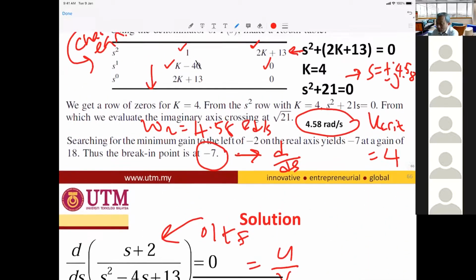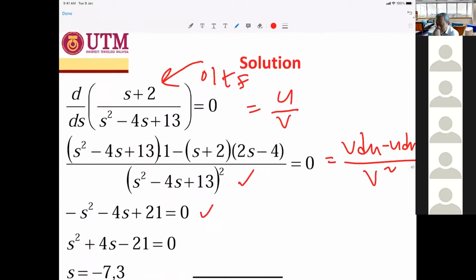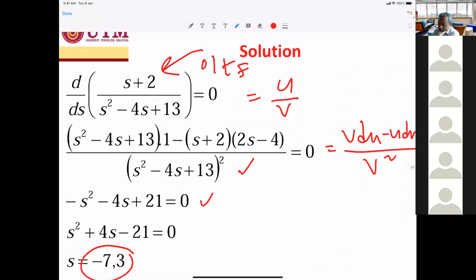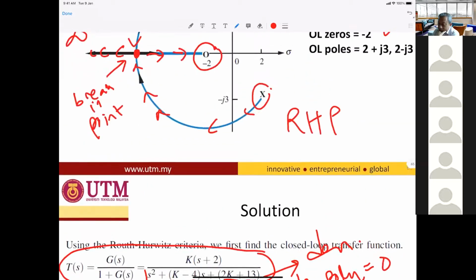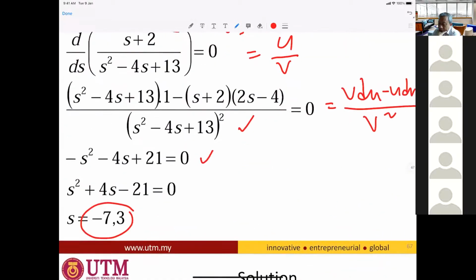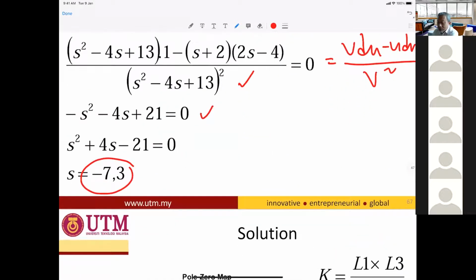So which one will be the break-in point? We have two values. Definitely positive 3 is disqualified because positive 3 is over here. The more reasonable one is this one, which is minus 7. It happens at minus 7 for the break-in point.